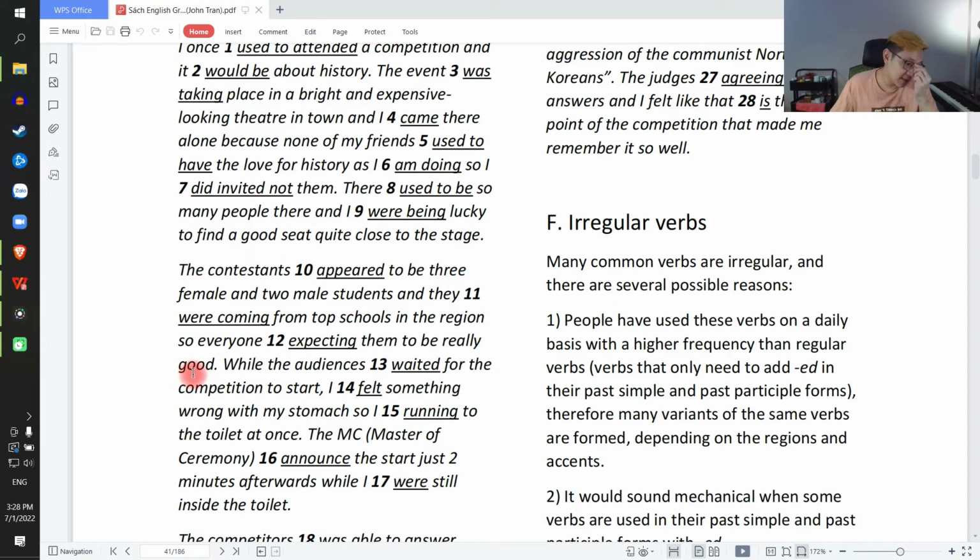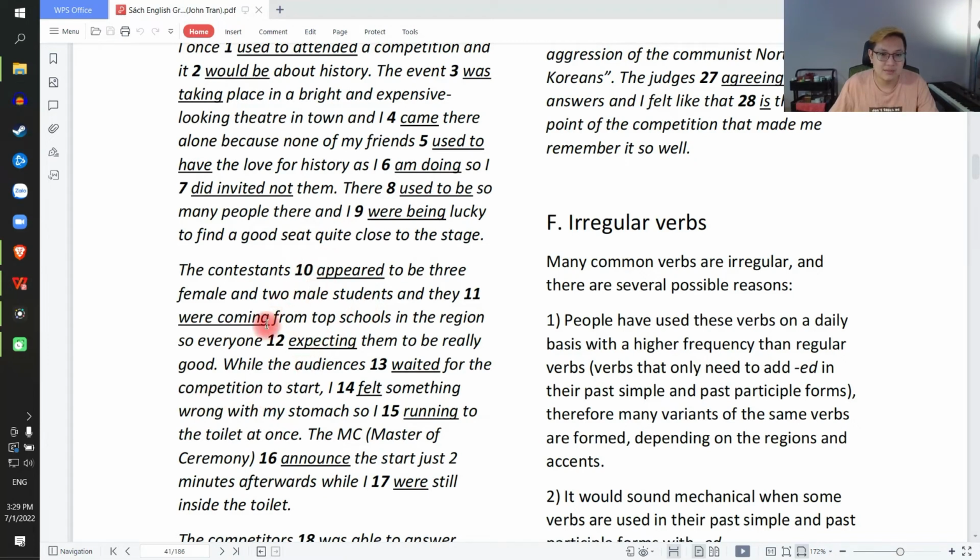So basically expect is a state verb. So it's not often used in continuous form. And also expected sounds better and is more natural than was expecting. Cái số 12 này, cái chữ mong đợi, nó là một cái state verb, động từ chỉ trạng thái. Cho nên là nó thường không có dùng dạng tiếp diễn. Và cái chữ expected này nó nghe tự nhiên hơn nhiều so với chữ was expecting.